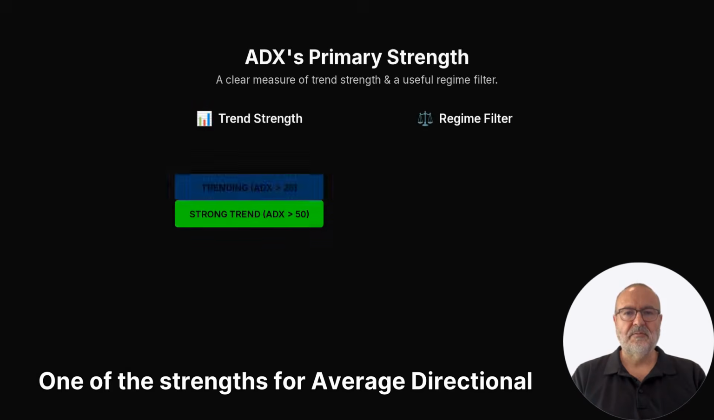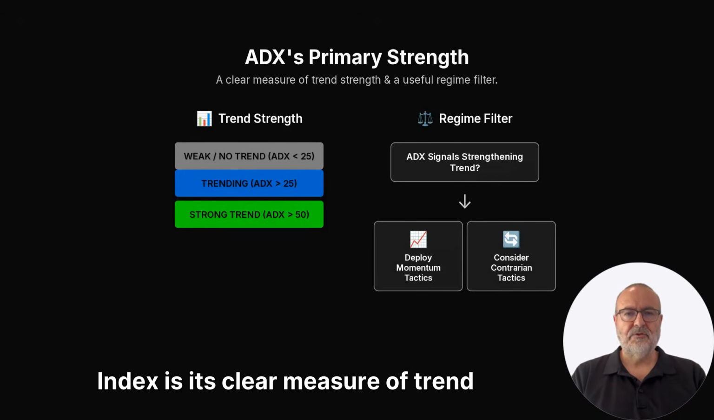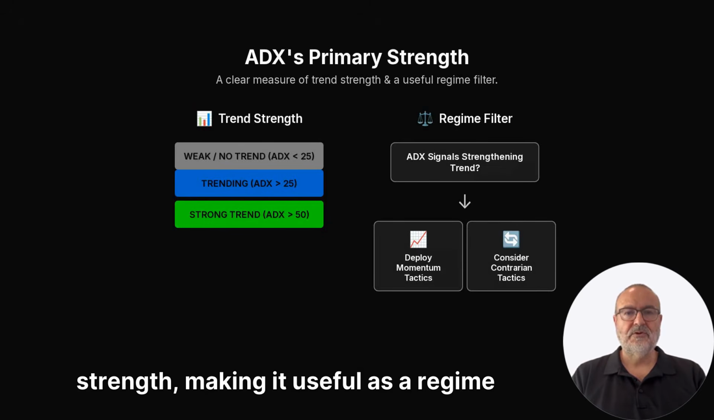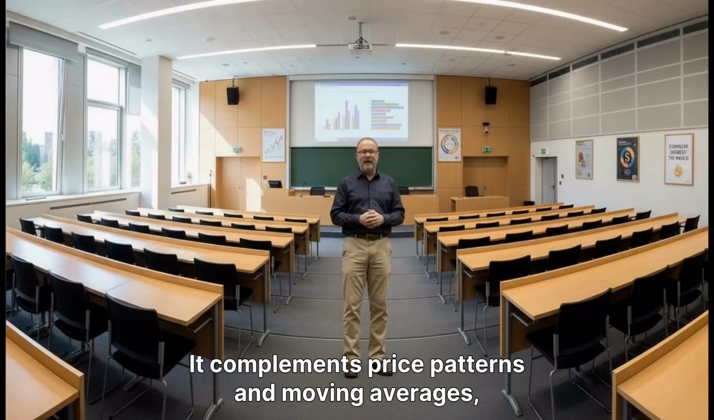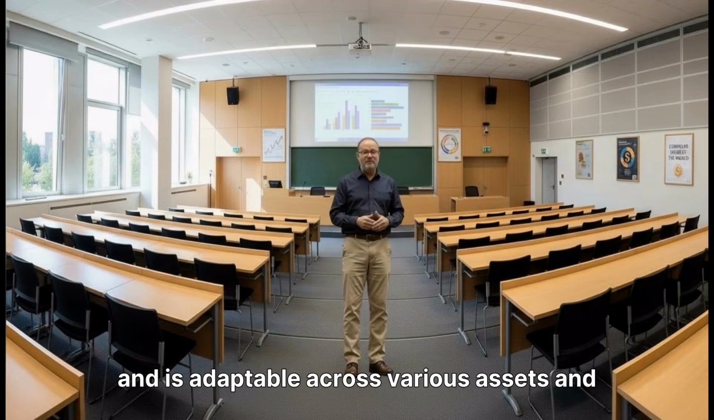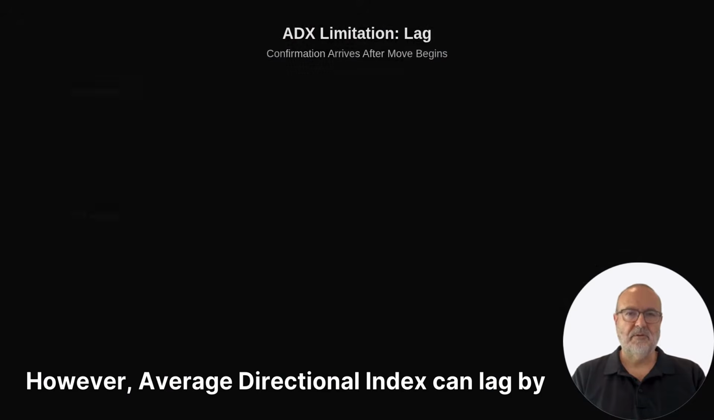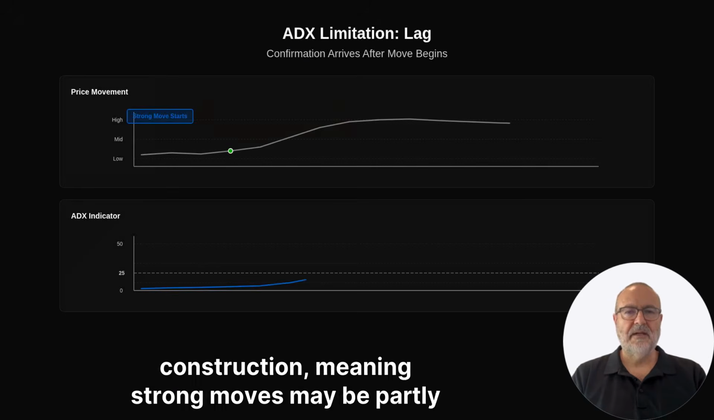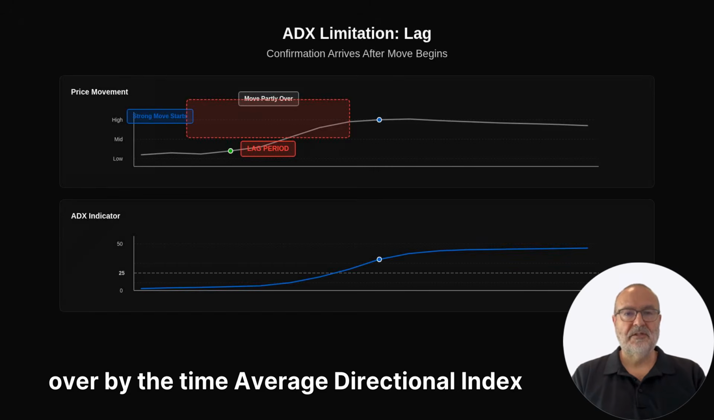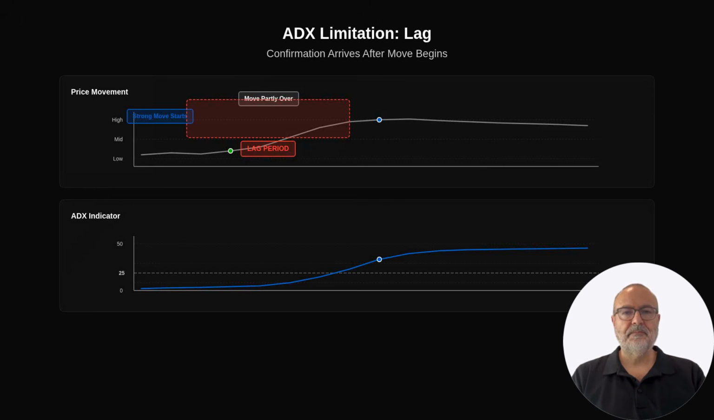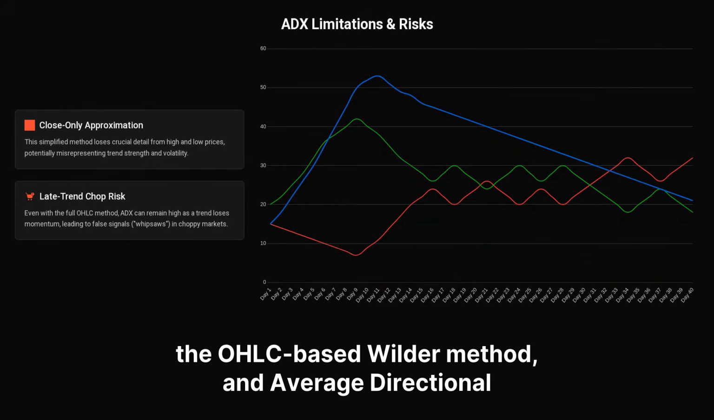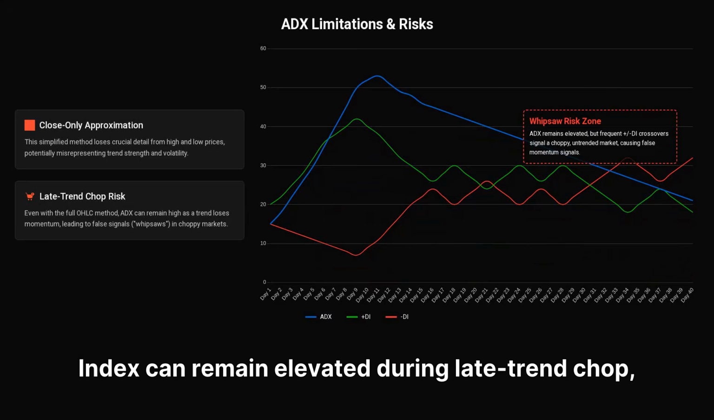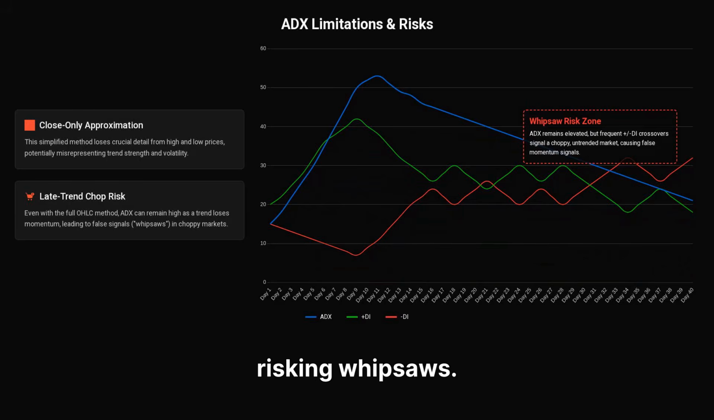One of the strengths of average directional index is its clear measure of trend strength, making it useful as a regime filter. It complements price patterns and moving averages and is adaptable across various assets and timeframes. However, average directional index can lag by construction, meaning strong moves may be partly over by the time average directional index confirms. The close-only approximation loses detail compared to the OHLC-based Wilder method. An average directional index can remain elevated during late trend chop, risking whipsaws.